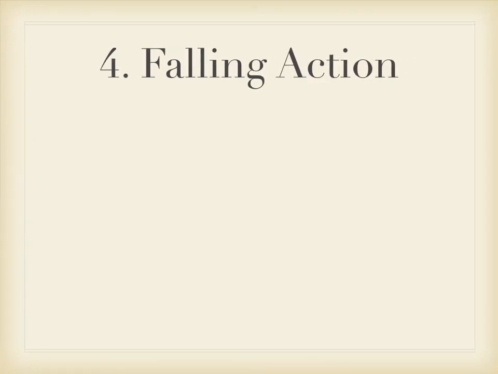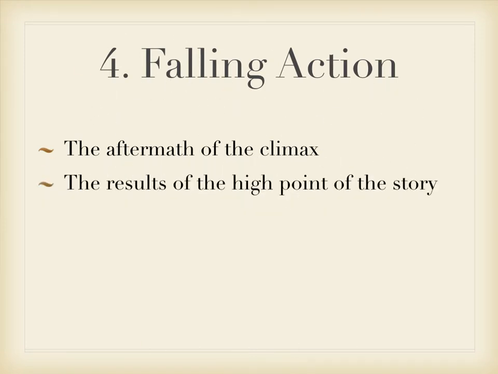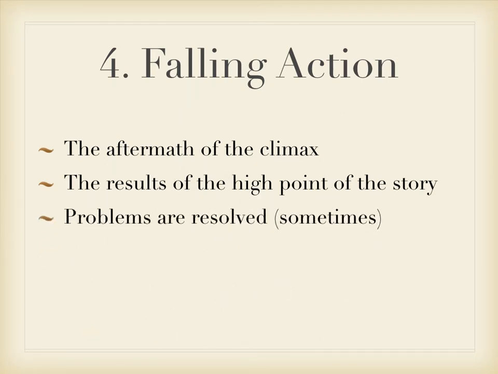The next part is the falling action. The falling action of the story is, by definition, the aftermath of the climax. So the climax is going to happen, and then other things are going to happen after that as a result of the climax. That's falling action. Falling action is the results of the high point or the results of the turning point. Problems are sometimes resolved with the falling action, although they don't have to be. Loose ends are sometimes tied up, although they don't have to be.